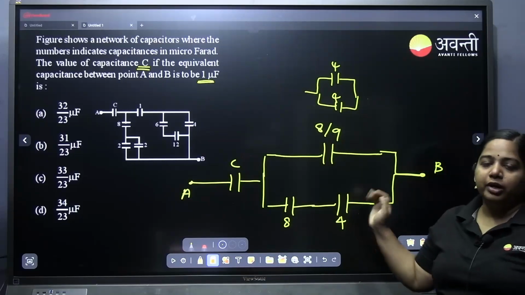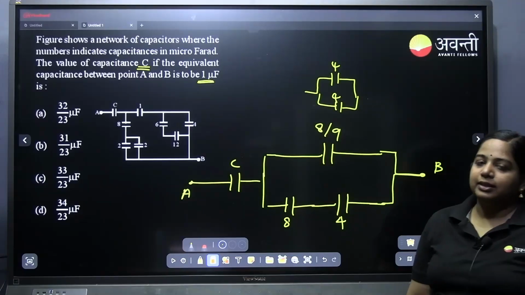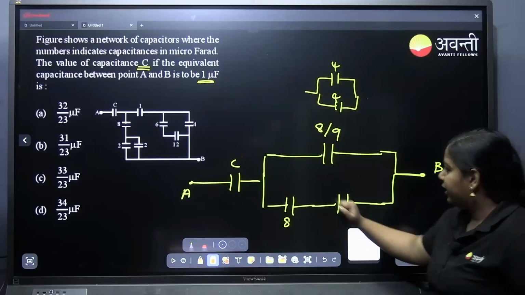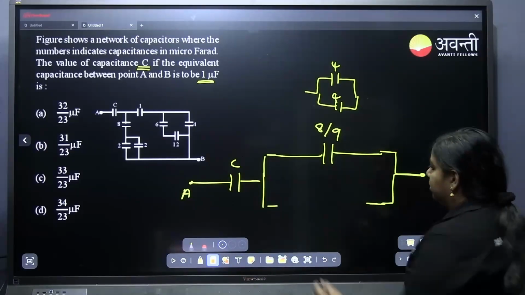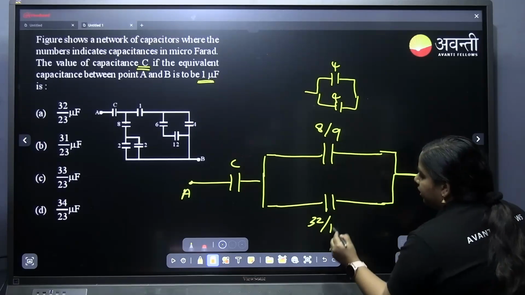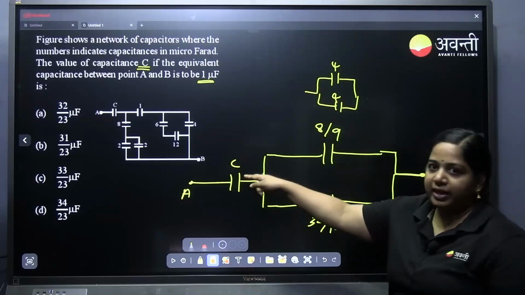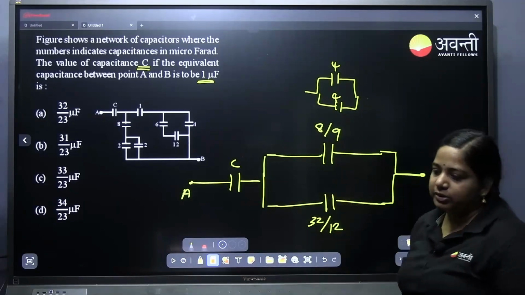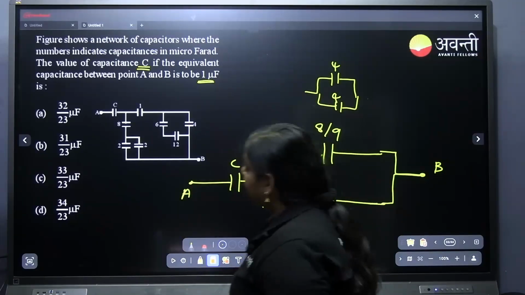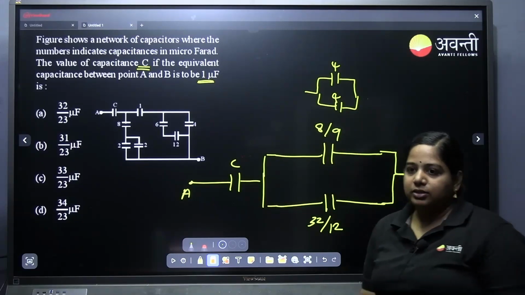Here 8 into 4 divided by 8 plus 4. 8 into 4, 32. 32 by 12 will come, right? Now we can add these two, then reciprocal and add to C. You will get the answer. Okay, somebody already got. So Surabhi, A. Let's see. I think A is only correct.